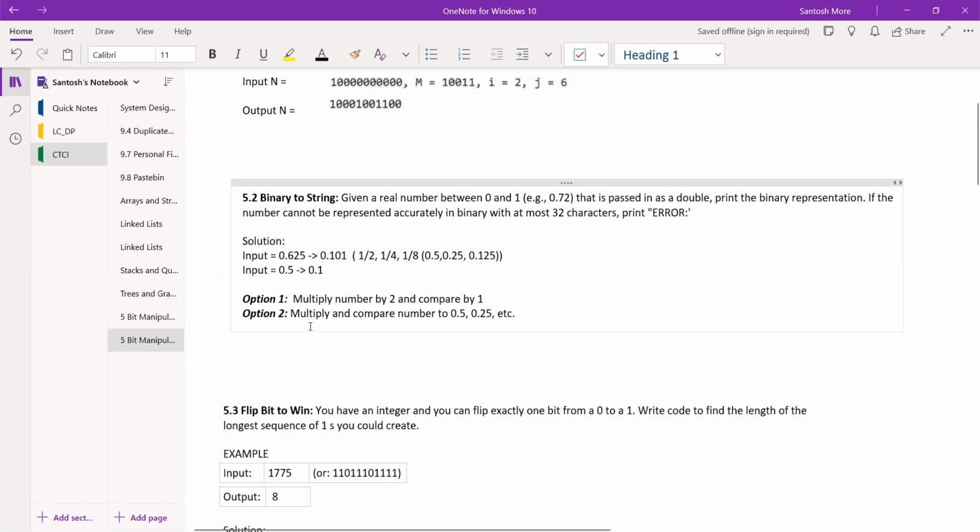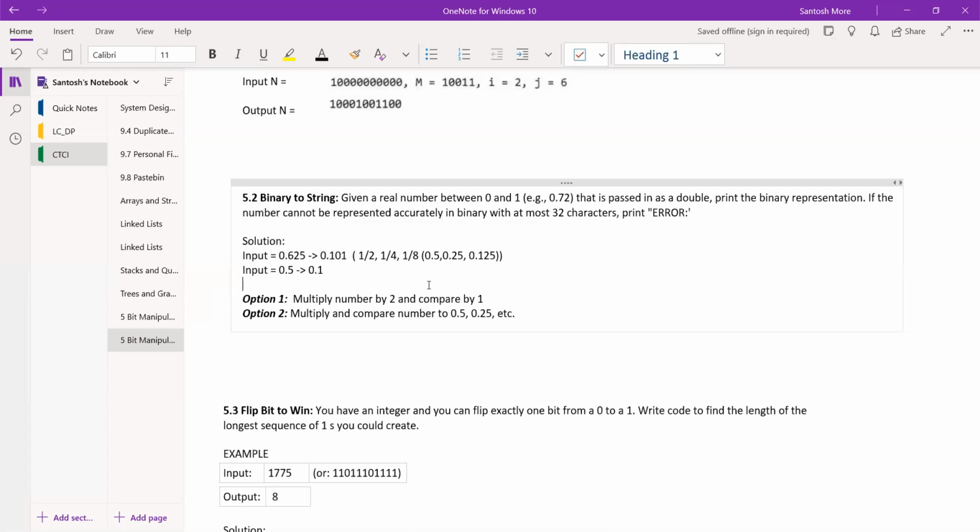So what is the way to implement this? Any guess? It's 1 by 2 raised to the power of how many bits you are on the decimal side, right? Yep. So what you're saying is you will be given a float value like 0.72 or 0.65, and then we have to convert it into a binary representation.